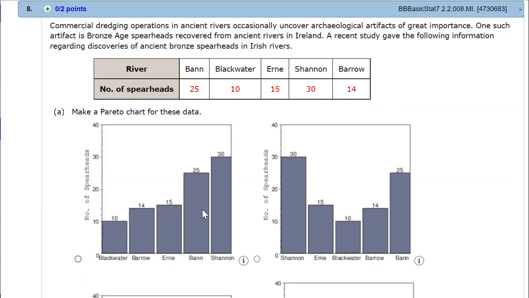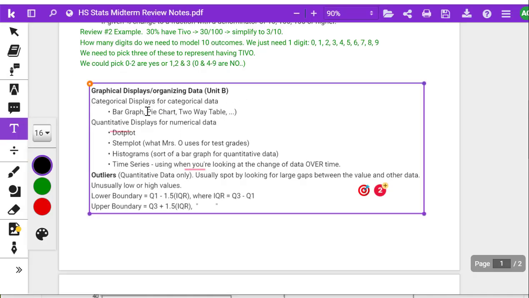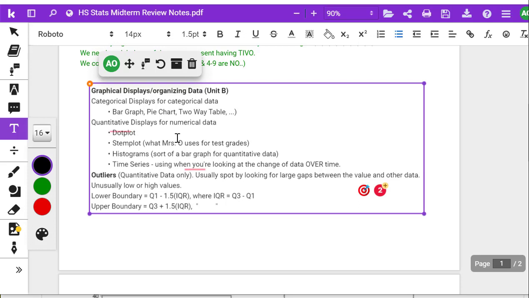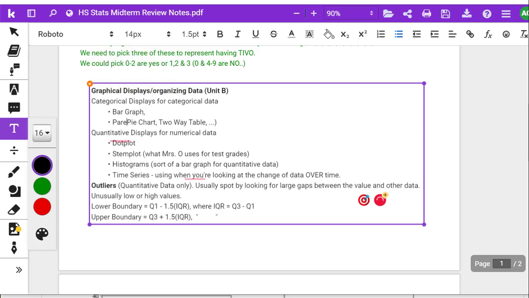Commercial dredging operations in ancient rivers occasionally uncover archaeological artifacts of great importance. One artifact is Bronze Age spearheads recovered from ancient rivers in Ireland. A recent study gave the following information regarding discoveries of ancient bronze spearheads in Irish rivers. So, make a Pareto chart. Ah, that's one of the ones I was missing. Pareto chart is a very special type of bar graph. So, we'll say Pareto chart.